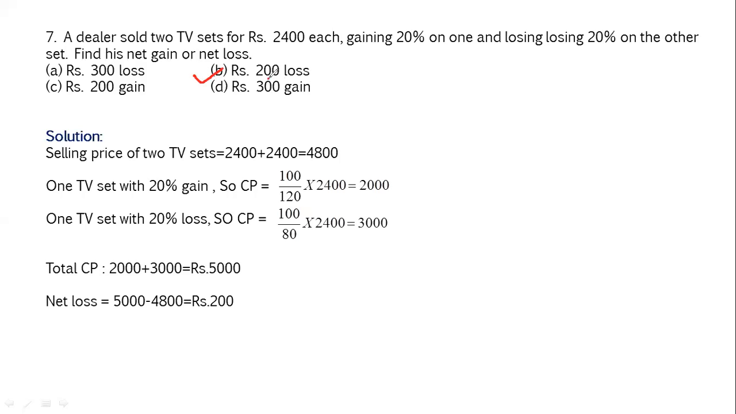That is 200 rupees loss. Okay. See what you are calculating here. You are calculating total cost price, and we know the total selling price. So you can calculate loss. The percentage loss is not asked. So simply loss is asked.